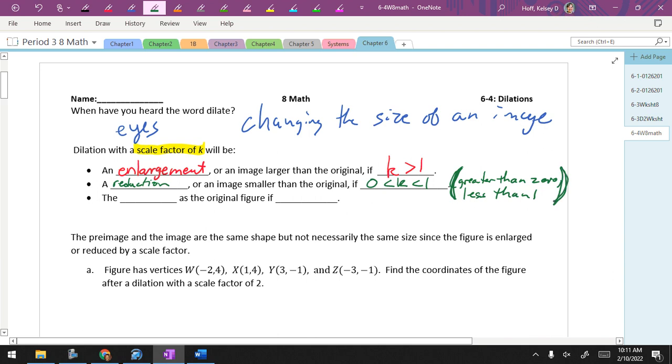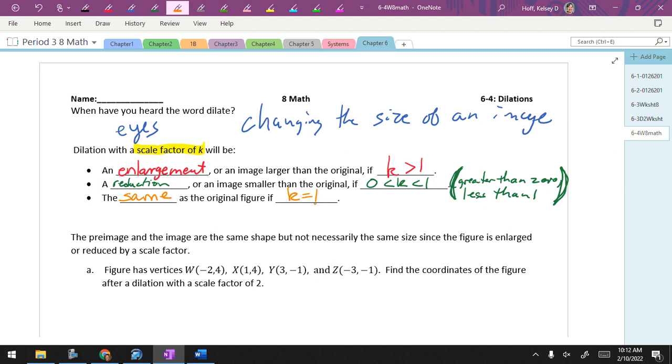97% of the time you are not going to have a negative scale factor. The negative doesn't change what it does to the image, it changes its location. That's why you don't usually see it. And it will be the same as the original figure if K equals 1. Your object will not change size if you have K equals 1. So the pre-image and the image are the same shape, but not necessarily the same size. So we cannot use the word congruent. When you're talking about dilations, you cannot use the word congruent.